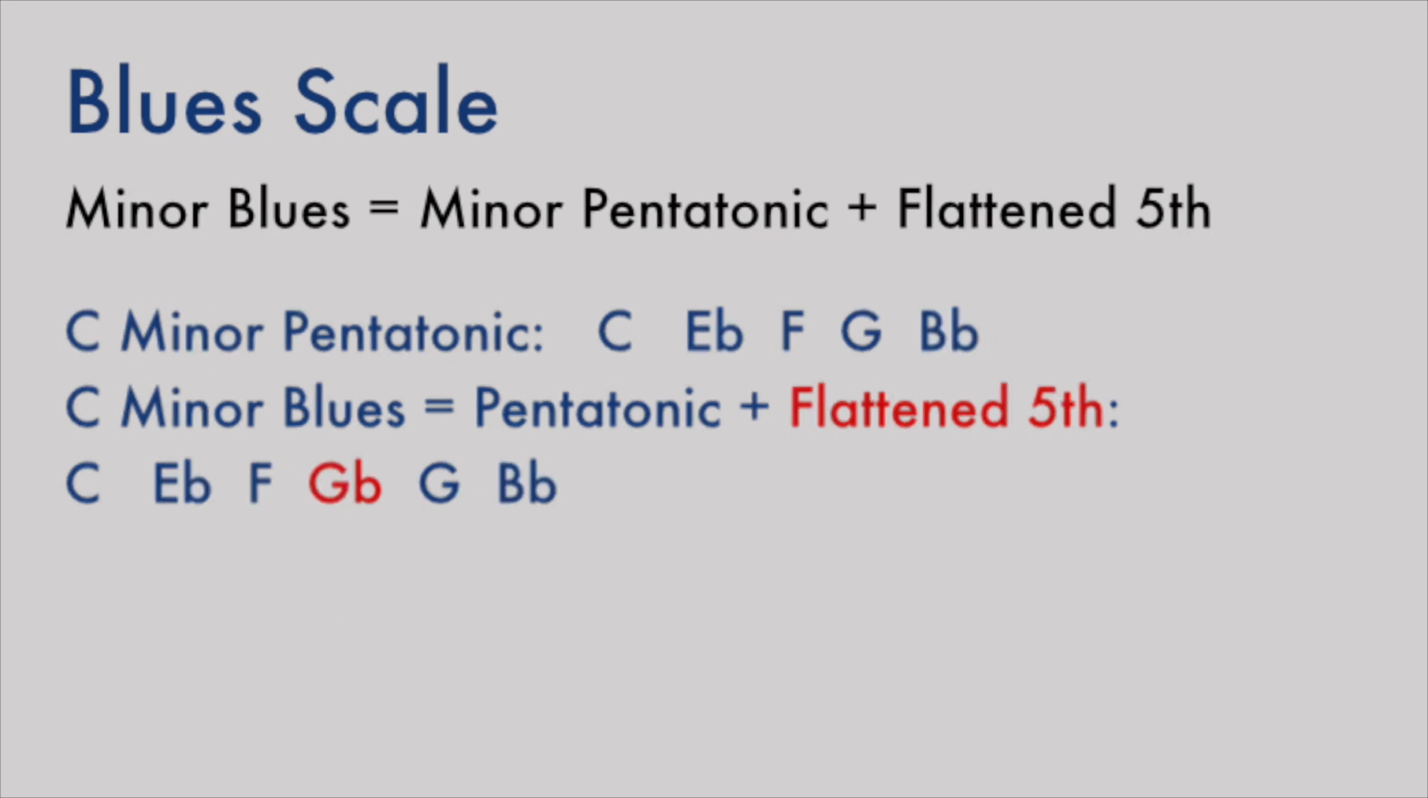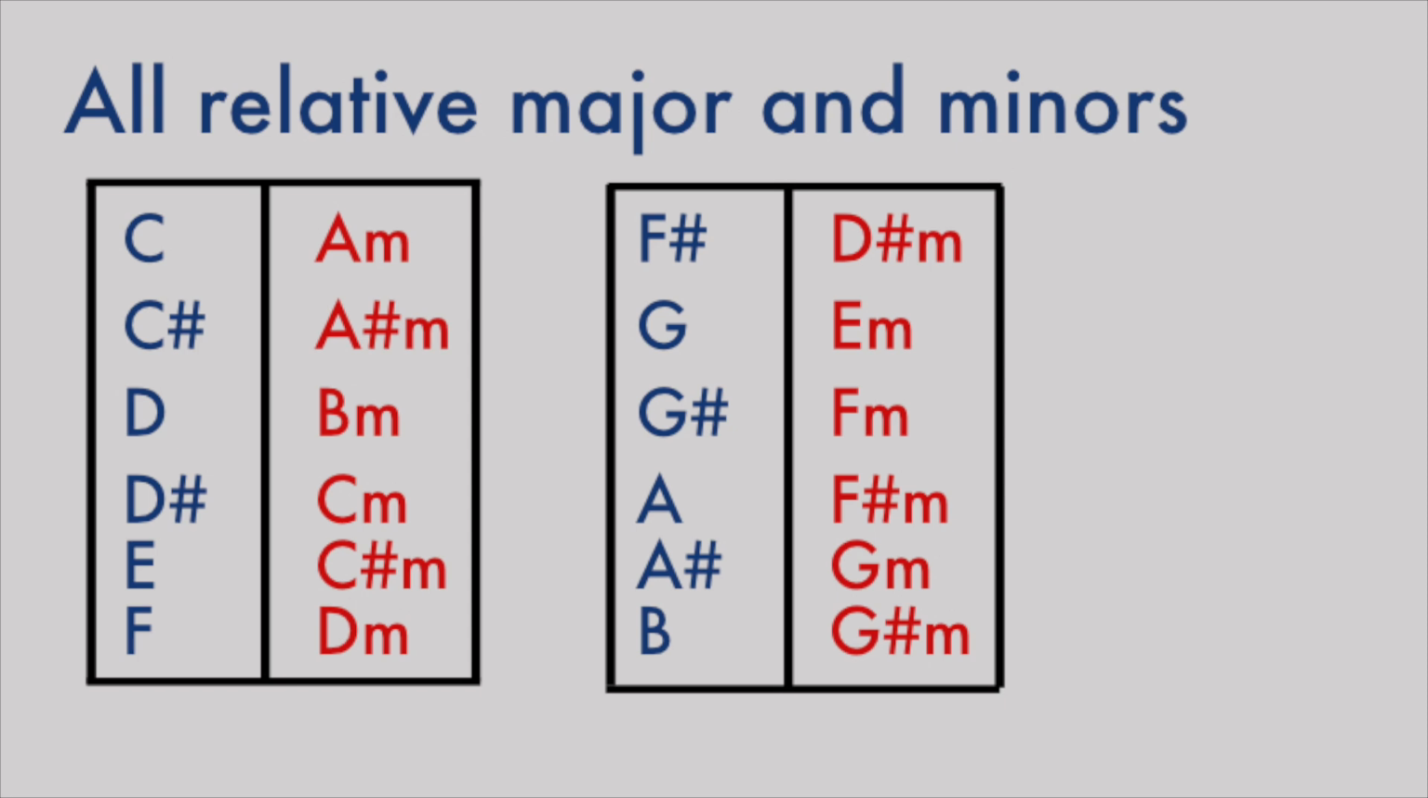To go from a minor pentatonic scale to a minor blues scale, you add a flattened 5th note. So the C minor blues scale consists of the notes C, E flat, F, G flat, G, and B flat. Again, the relative major and minor rule applies. So the C major blues scale has the same notes as the A minor blues scale.